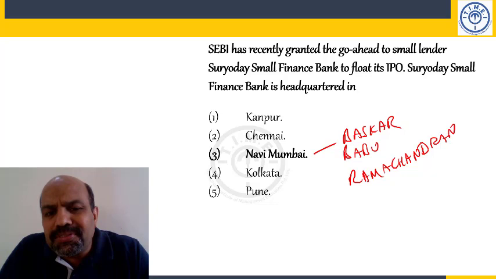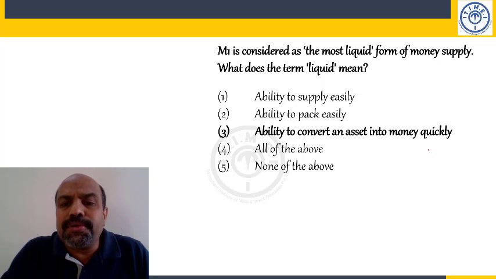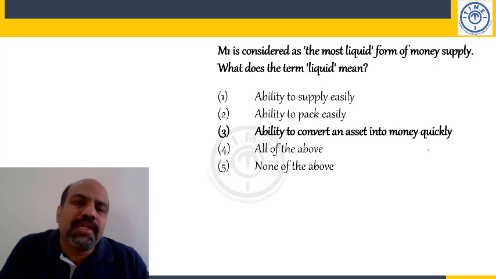M1 is considered the most liquid form of money supply. What does the term liquid mean? You know the answer. There is nothing to discuss here also. It is the ability to convert an asset into money quickly. Just like that. Gold is considered the best liquid asset after cash.